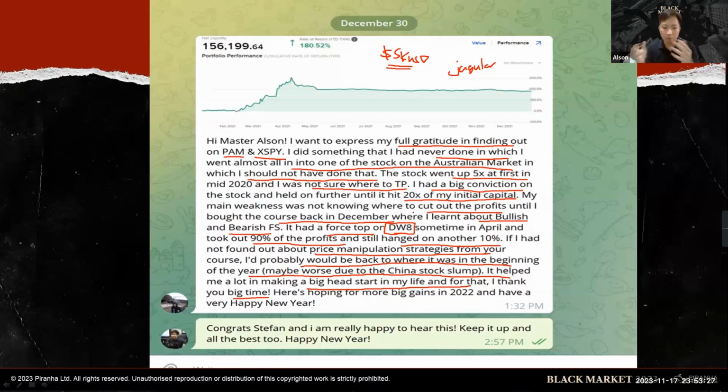I do both personally as well. I have positions where I go for multi-bags. I also do technical swing trades as well. Okay, and let me share with you guys. How do you turn 10K into $1 million? How do you turn 10K into $1 million, guys?